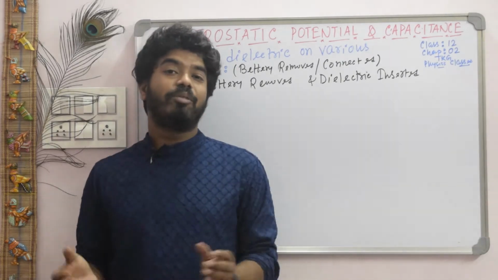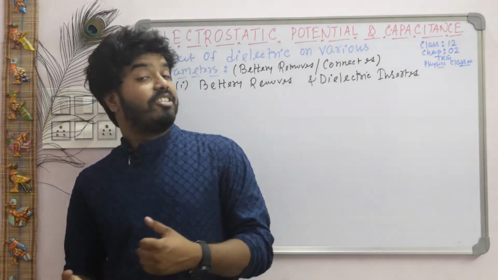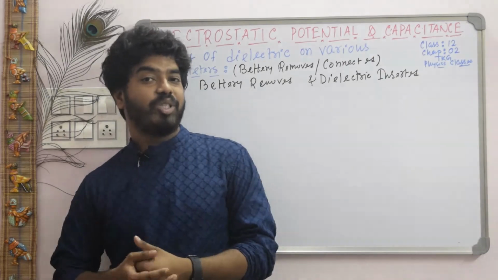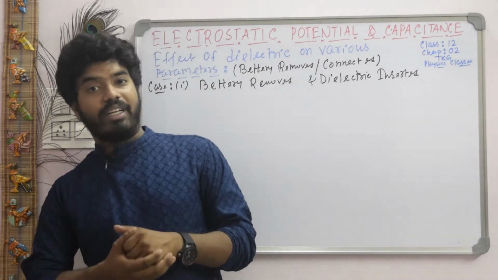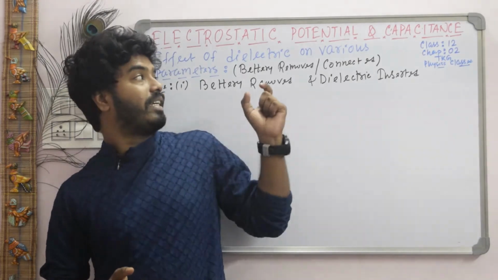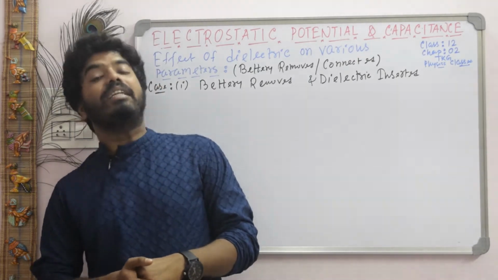So students, after completing 13 lectures related to your second chapter, that is electrostatic potential and capacitance, probably this is the last lecture, lecture number 14. This is the last lecture for your second chapter, electrostatic potential and capacitance.